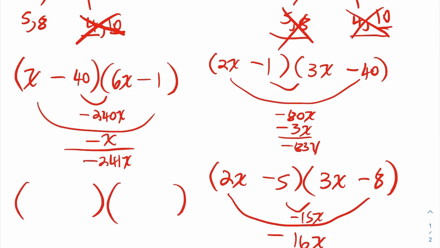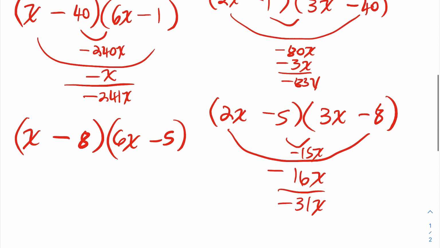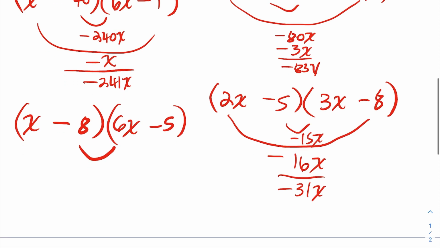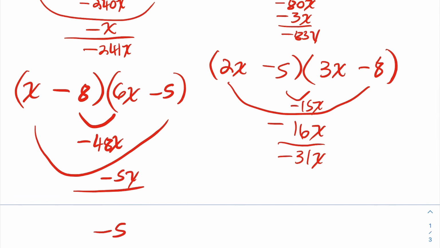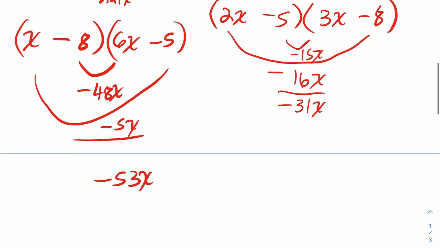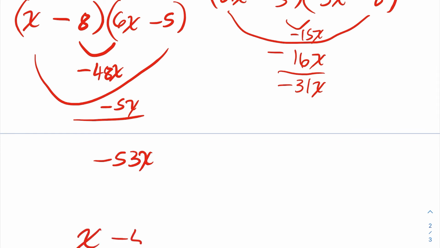So I'm trying the x and the 6x with a 5 and an 8. I can't put the 8 with the 6 because they have a common factor of 2. So it would have to be minus 8 here and 5 here. Now I try my inside product, and I get negative 48x. And the outside product is going to be negative 5x. When I add those together, I get negative 53x. So this seems to work out perfectly. I have x minus 8 and 6x minus 5.